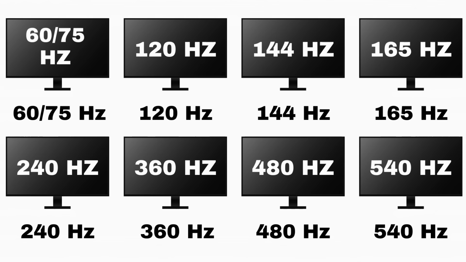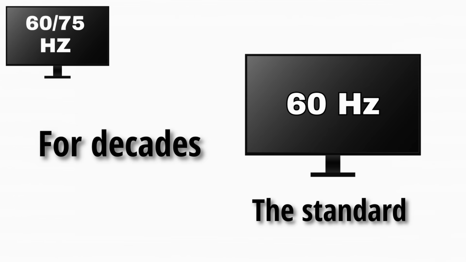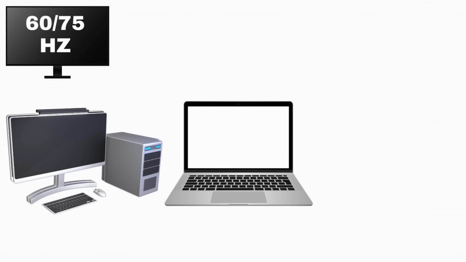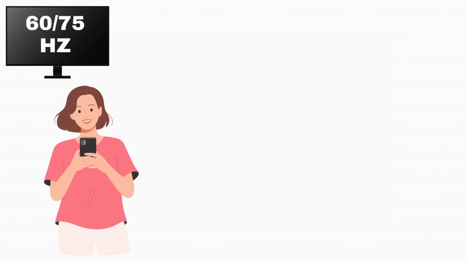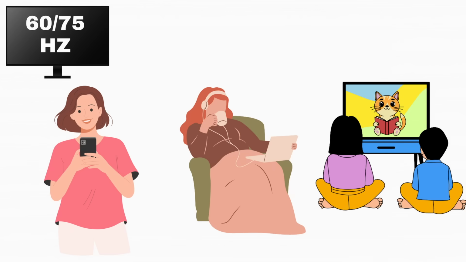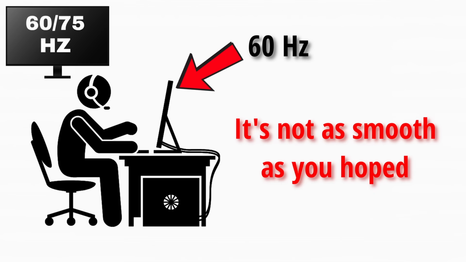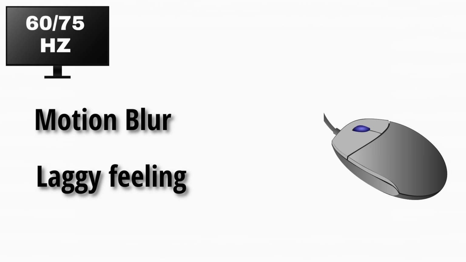Let's start with the OG of refresh rates, 60 and 75 hertz. For decades, 60 hertz has been the standard. Office monitors, laptops, school computers, all stuck at 60 hertz. And for things like browsing, watching movies, or scrolling through cat memes, it's totally fine. But once you start gaming, you'll notice it's not quite as smooth as you might hope. Motion blur, ghosting, and that little laggy feeling when moving your mouse quickly. Yeah, that's the 60 hertz life.